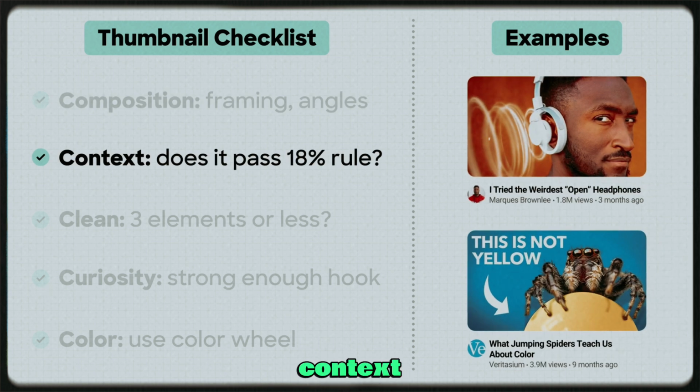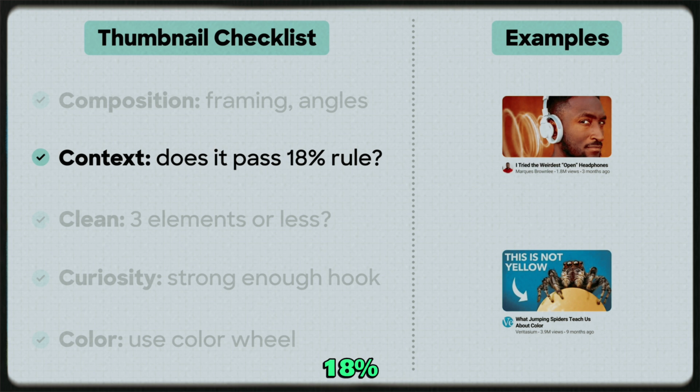The second C is context. So too many creators design their thumbnails without any context of where it'll show up. They design it on a giant screen, so it may look good on desktop, but like Marques says, it has to look good when small on mobile. So here's a rule I like to use. If you scale down your thumbnail to 18%, can you still read it? If not, you gotta simplify it.